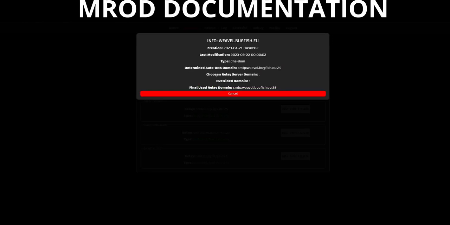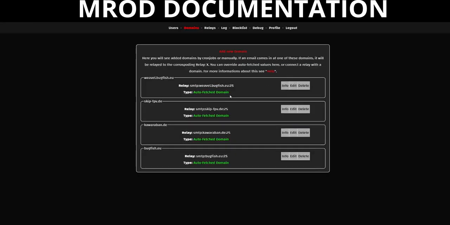In the info panel, if you click on info at a domain, you can see some information about this domain. Determined auto DNS domain is mostly the domain itself with a port you can set up in the settings file. And the important thing here is the final used relay domain. This is the domain which will be used if you don't have overwritten it. You can delete a domain, but this would not make sense here because these are auto-fetch domains, which have been fetched locally from my DNS instance. If I deleted them, they would just be auto-fetched again on the next cron job run.